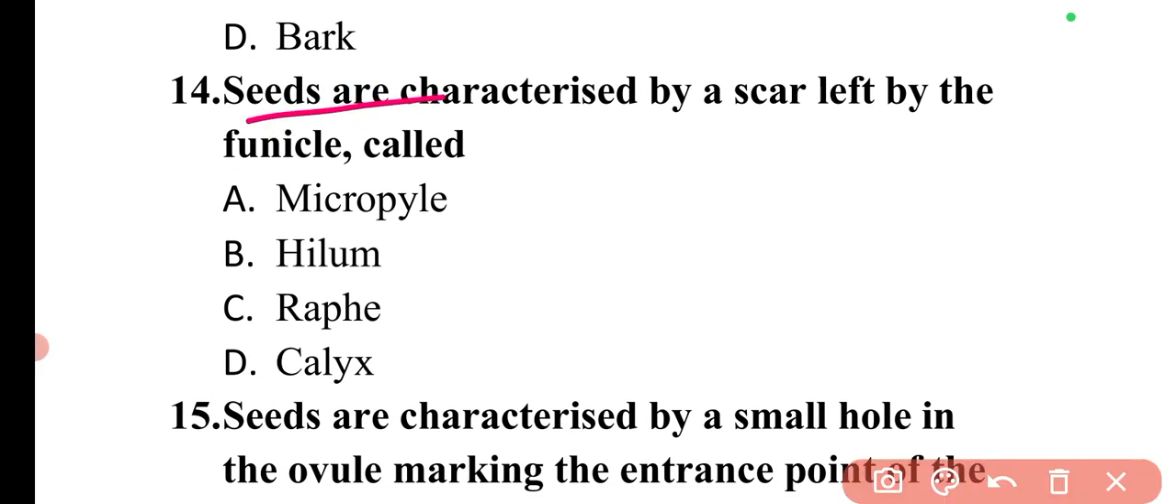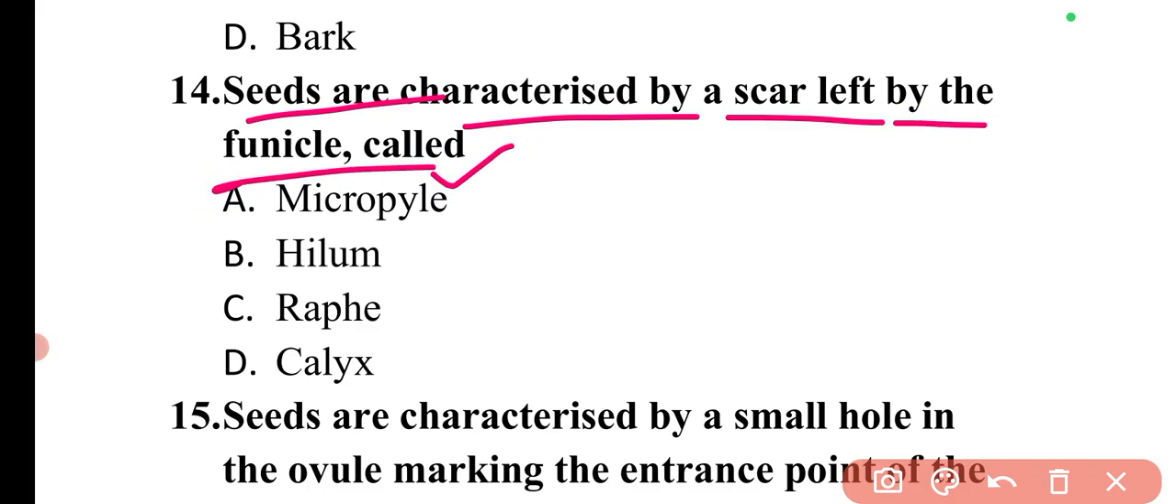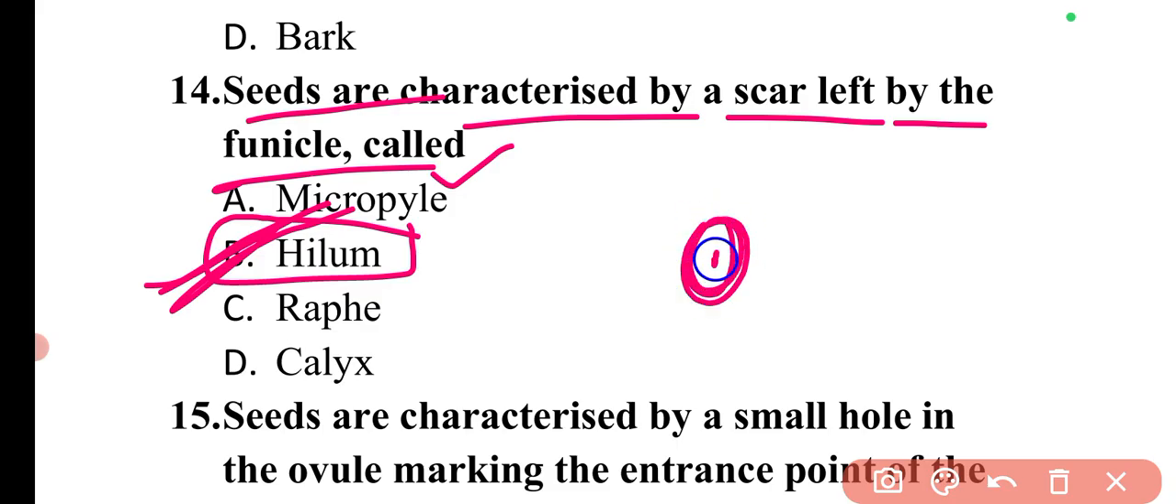Next question is, seeds are characterized by a scar left by the funicle called. So basically in seeds there will be a scar which is left by the funicle when we remove it. That scar is known as hilum. If you have seen different fruits and vegetables, like mutter, in mutter there is a scar in the central part. That scar is known as hilum.